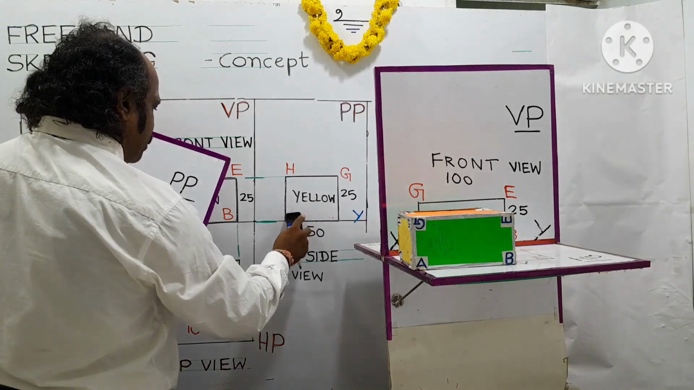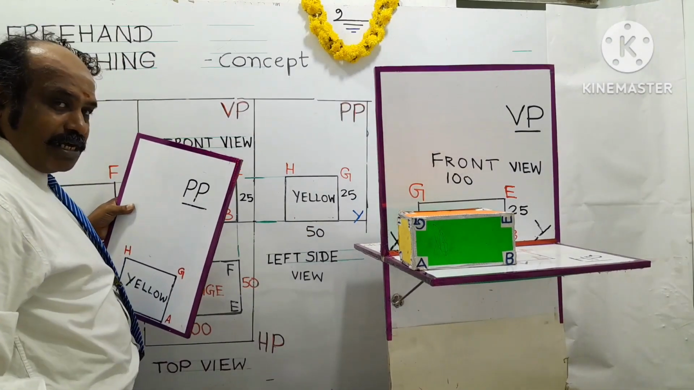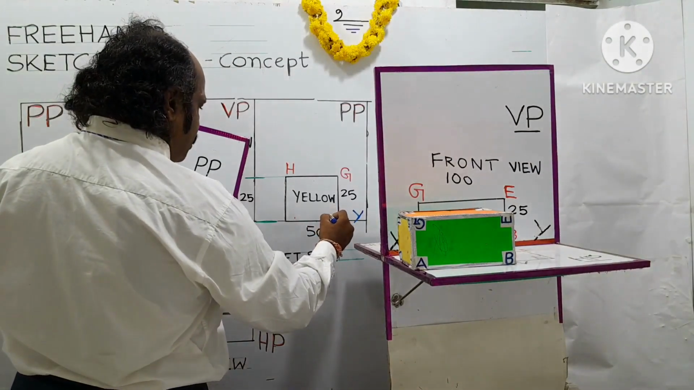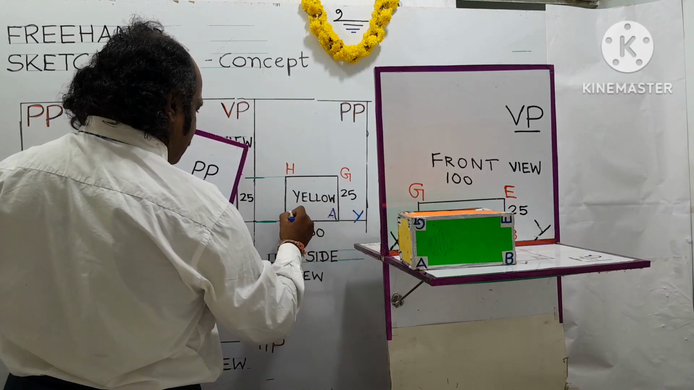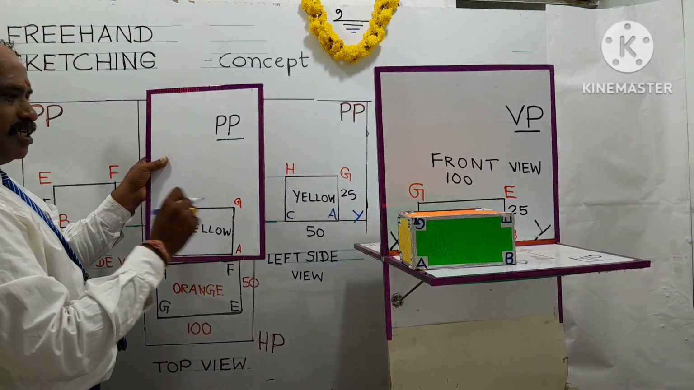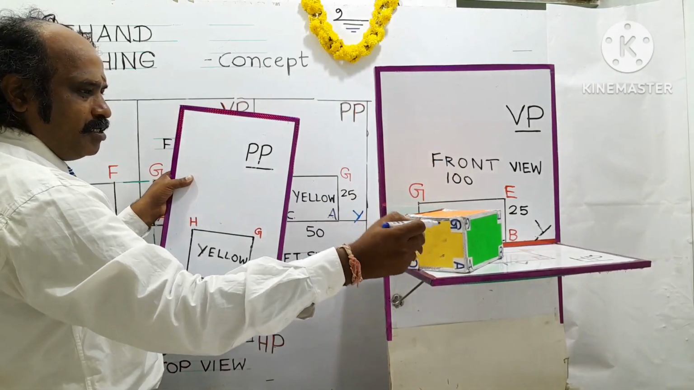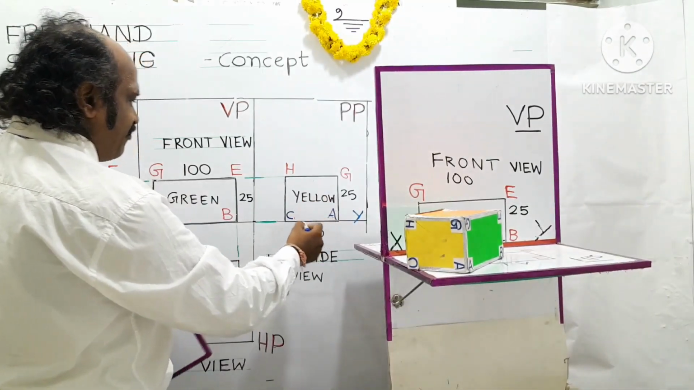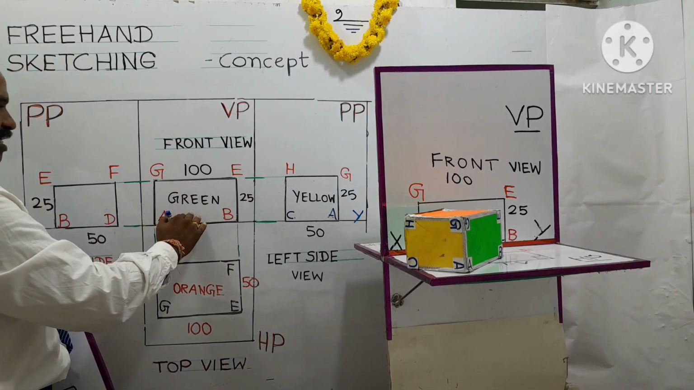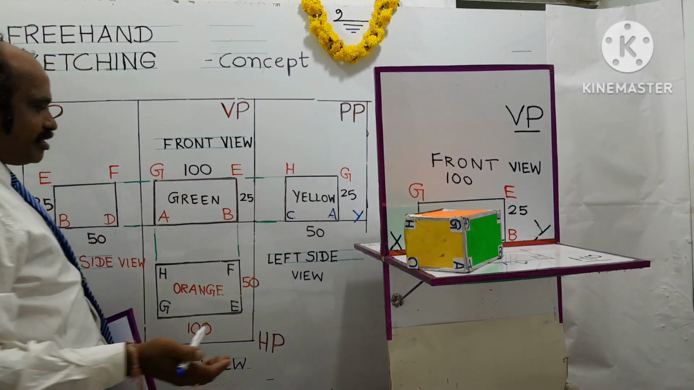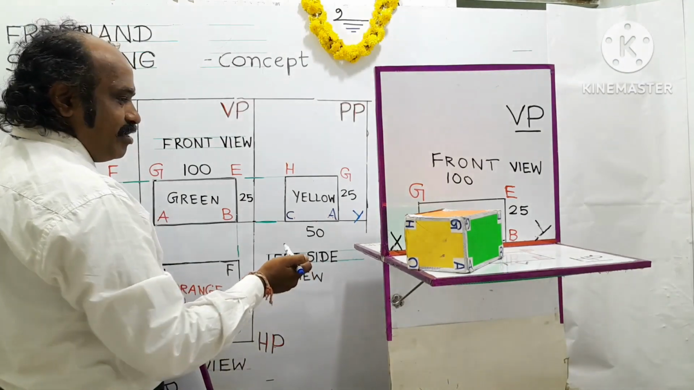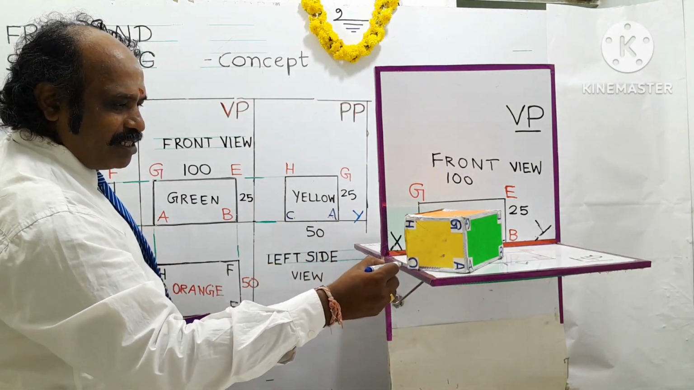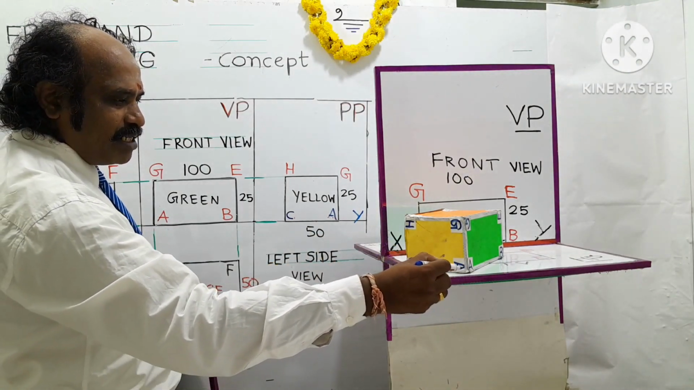The corresponding points are projected and marked on the drawing sheet or the marker board. This is A, this is C. Top corners are G and H. And the view obtained is called left side view. Left side view shall be drawn on the right side of the front view, following the first angle projection method or the principle. The size of this rectangle will be the breadth of the object. This is breadth 50 mm.